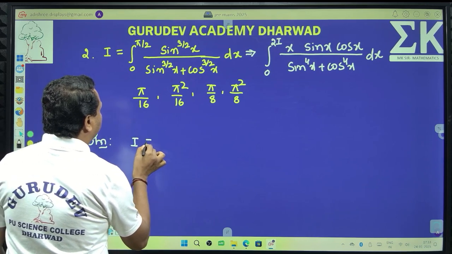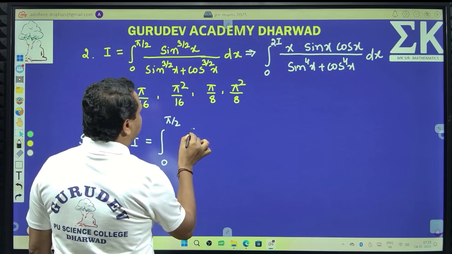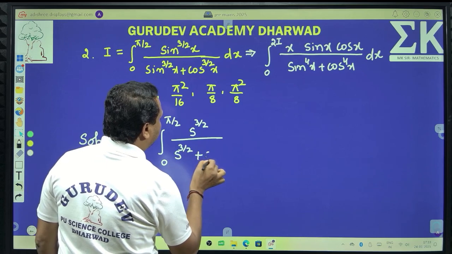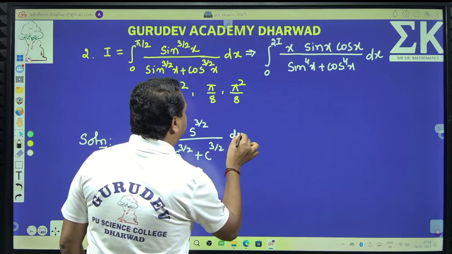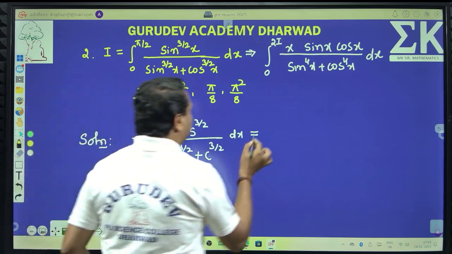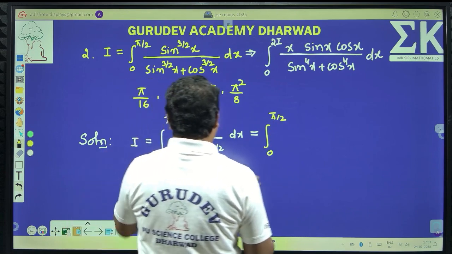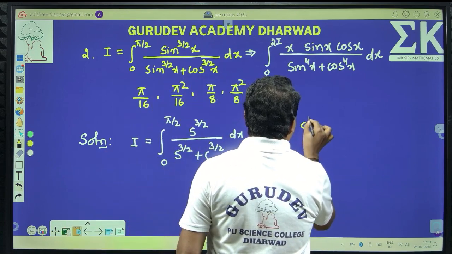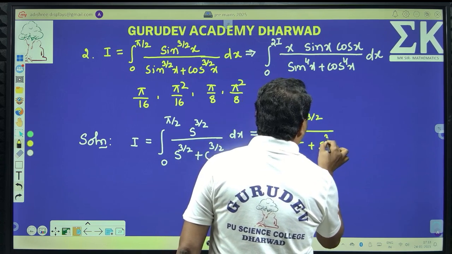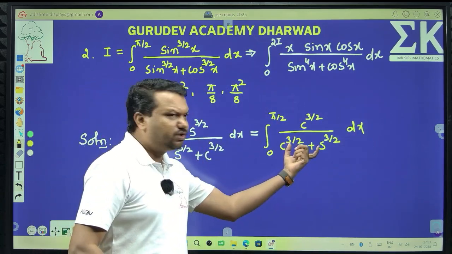I is equal to the integral from 0 to pi by 2. I am making it very simple. Sin to the power 3 by 2 divided by sin to the power 3 by 2 plus cos to the power 3 by 2 with respect to x is also equal to, because of the property a plus b minus x, the integral from 0 to pi by 2 with sin of 90 minus theta becoming cos. So cos 3 by 2 here, and here it will become sin 3 by 2 with respect to x. So even this also represents I.